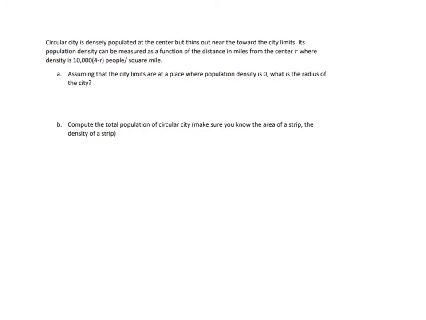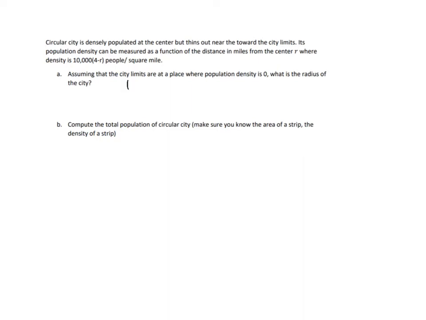These circular examples, we've done quite a few of these. And so I'll try and break down again what's happening in these examples. But it says circular city is densely populated at the center, but thins out near the city limits. A couple typos in there. Its population density can be measured as a function of the distance in miles from the center r, where density is 10,000 times 4 minus r people per square mile. So that's our density function. Assuming that the city limits are at a place where the population density is 0, what is the radius of the city? In other words, when does density go to 0?